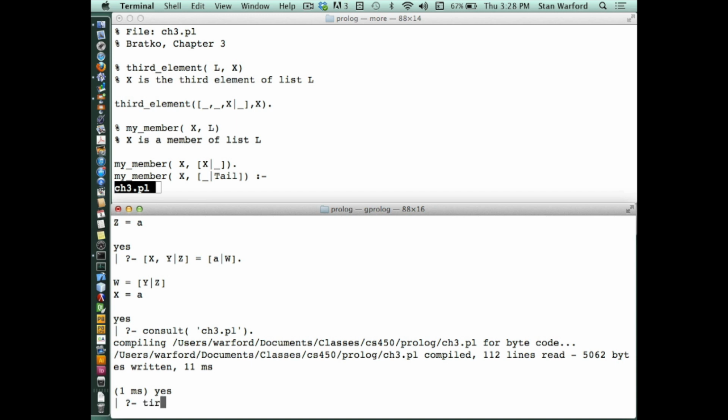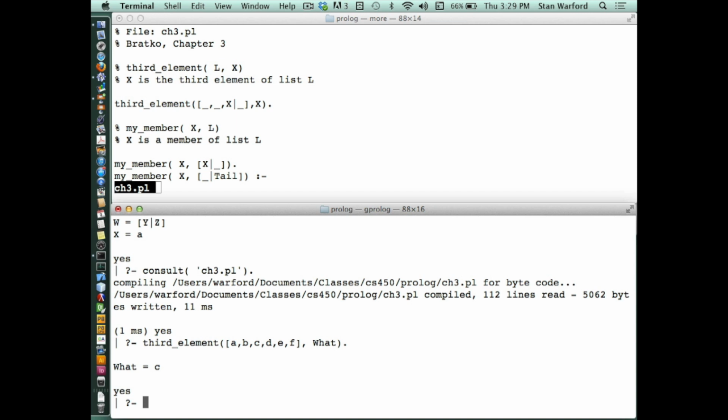Let's do third element, and now we're going to have the first argument be the list A, B, C, D, E, F, comma, and we're going to say capital W, what? Period. All right, now check this out. What do you suppose is going to happen? What will be what? C. It will actually be the third element.